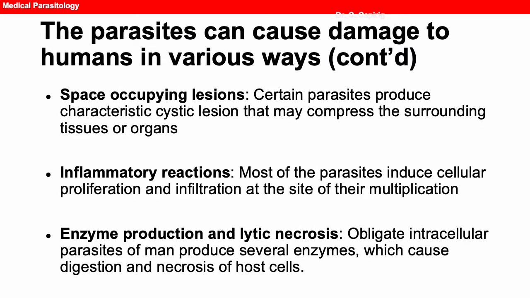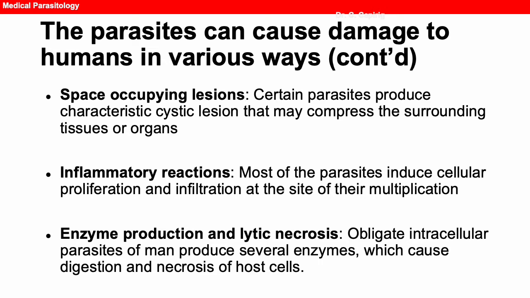Space-occupying lesion can be one way wherein parasites can cause damage to the host. Certain parasites produce characteristic cystic lesions that may compress the surrounding tissues or organs. Examples of this are neurocysticercosis caused by Taenia solium, or the dog tapeworm. Inflammatory reactions can also occur. Most parasites induce cellular proliferation and infiltration at the site of their multiplication. Enzyme production and lytic necrosis can also occur.